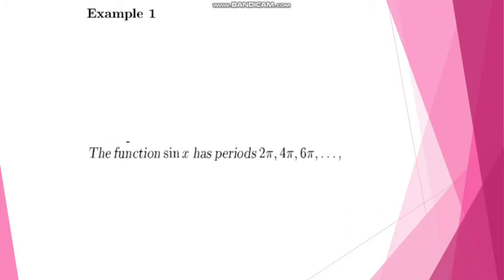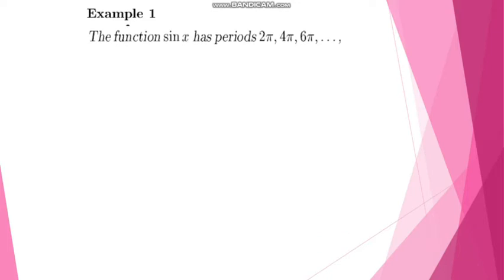Let us see some examples regarding a periodic function. The function sin x has periods 2 pi, 4 pi, 6 pi, and so on. Since sin of x plus 2 pi equals sin x, sin of x plus 4 pi is also the same as sin x, and sin of x plus 6 pi becomes sin x, so sin x has periods 2 pi, 4 pi, 6 pi, etc.